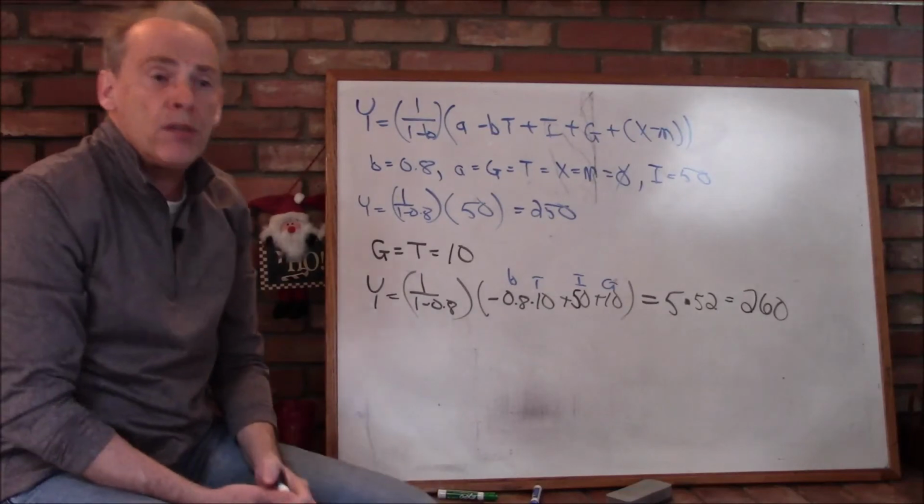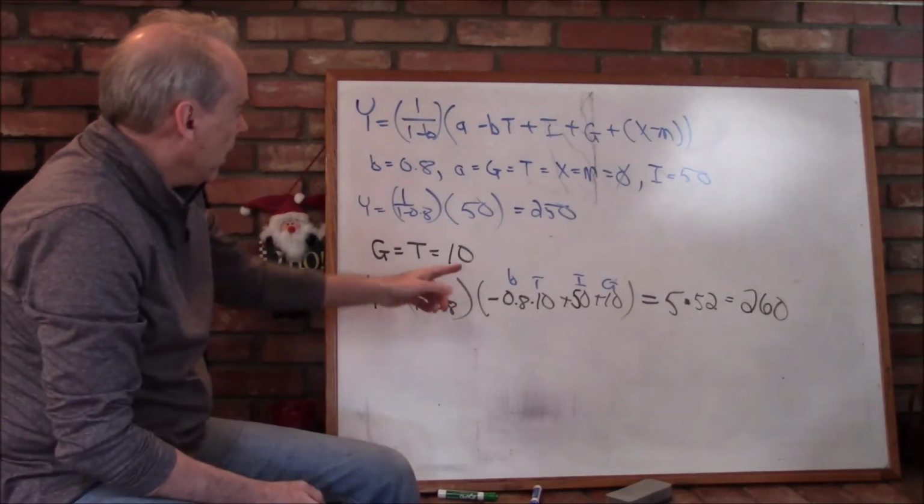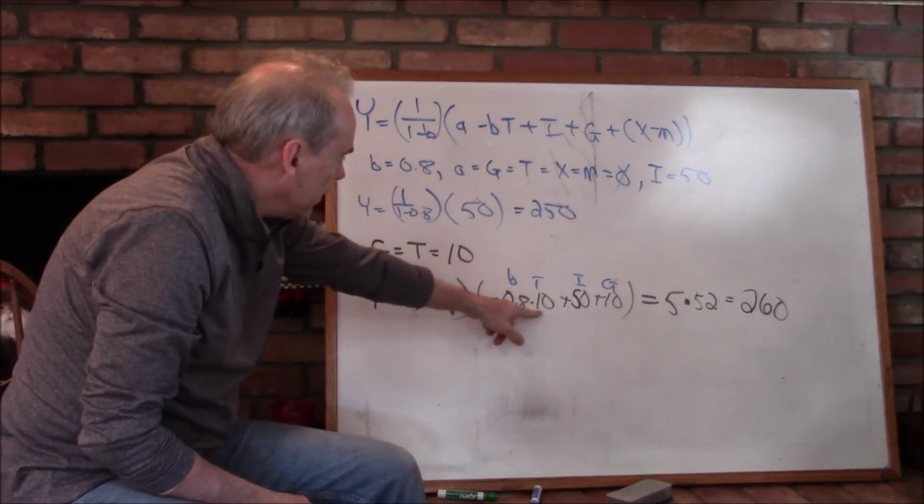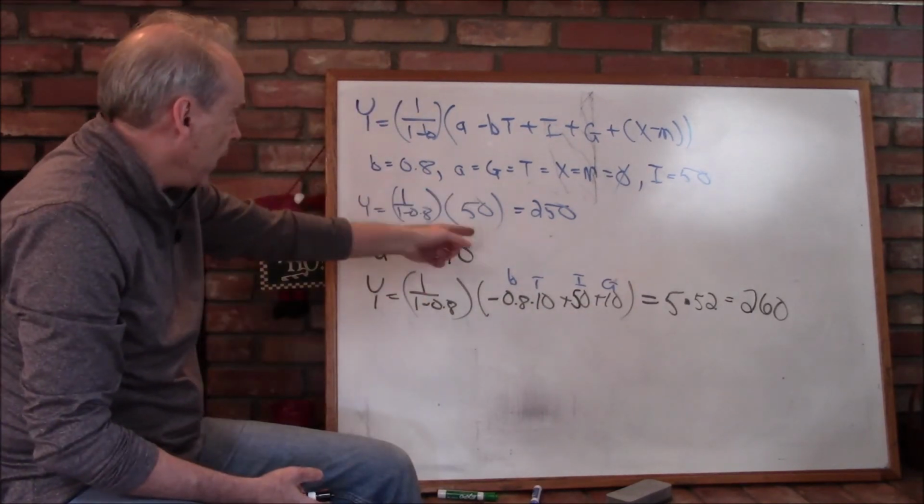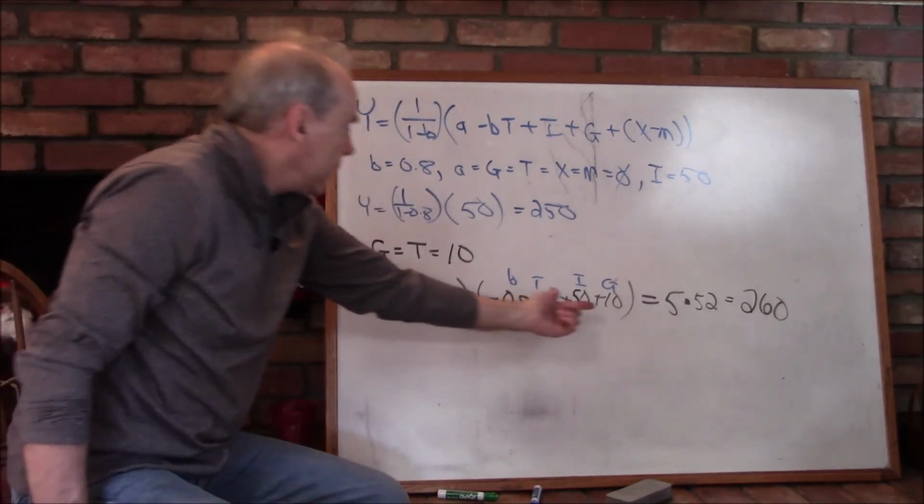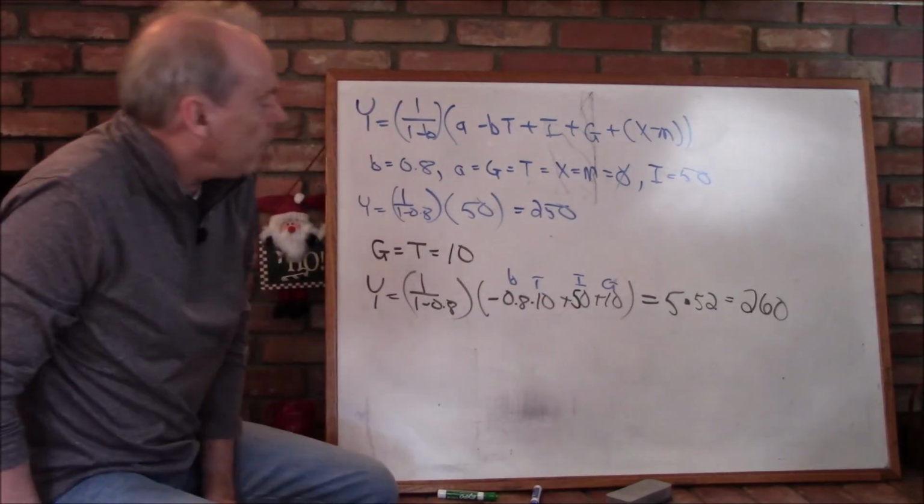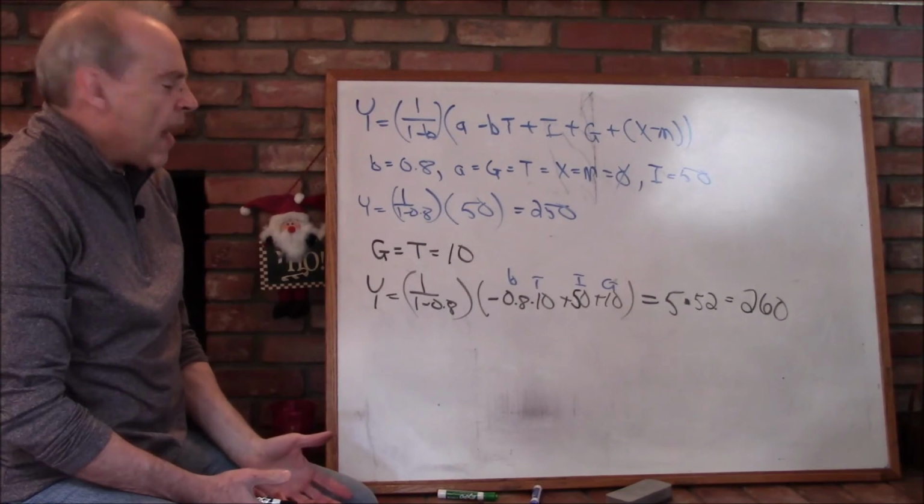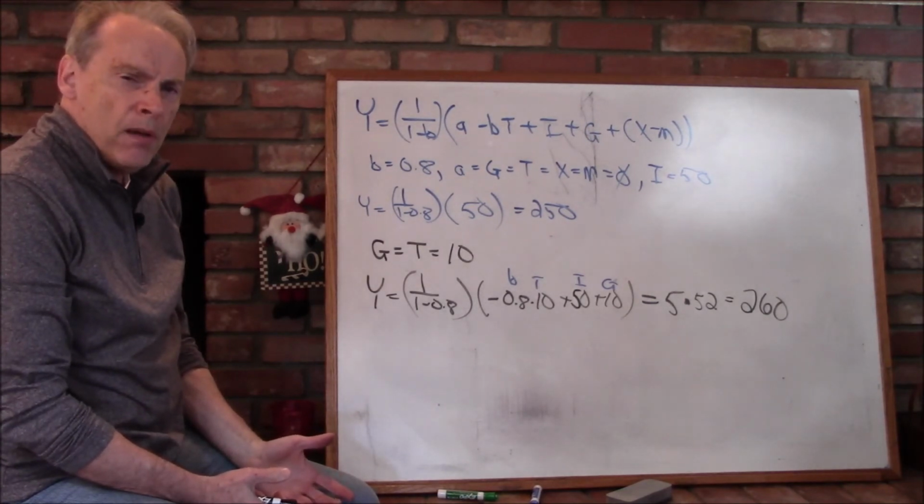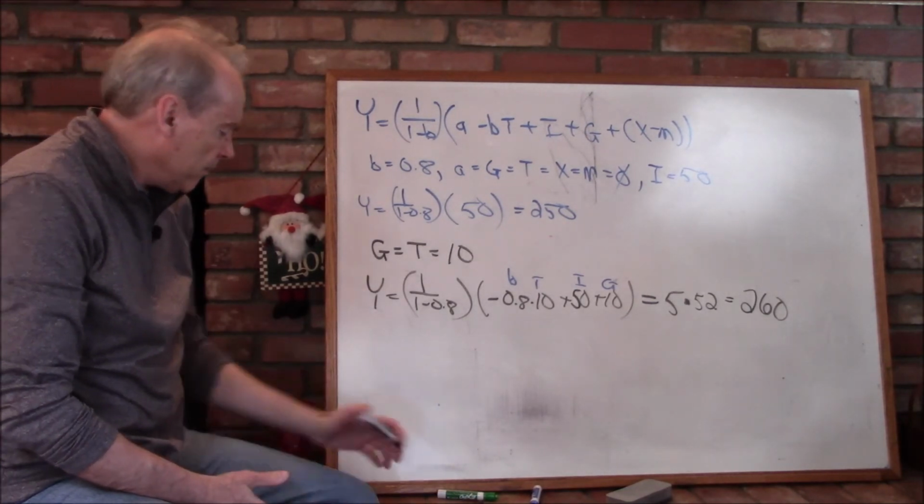Which means GDP is 260. So taxing is 10, government spending is 10, and we still left investment as 50. And so that's 60 minus 8 is 52. 5 times 52 is 260. Why did GDP go up?